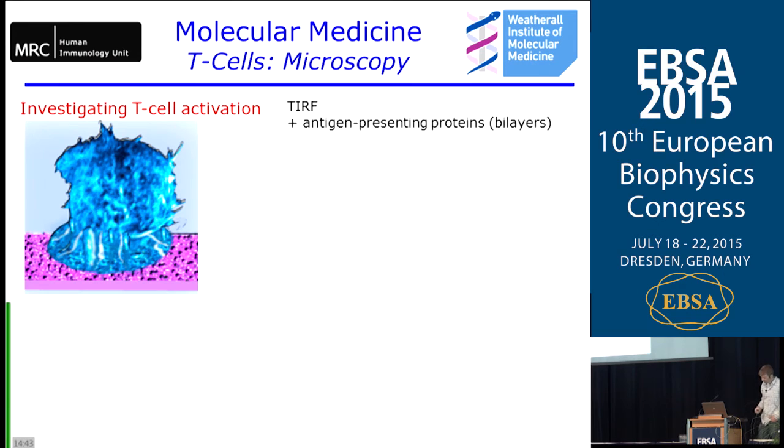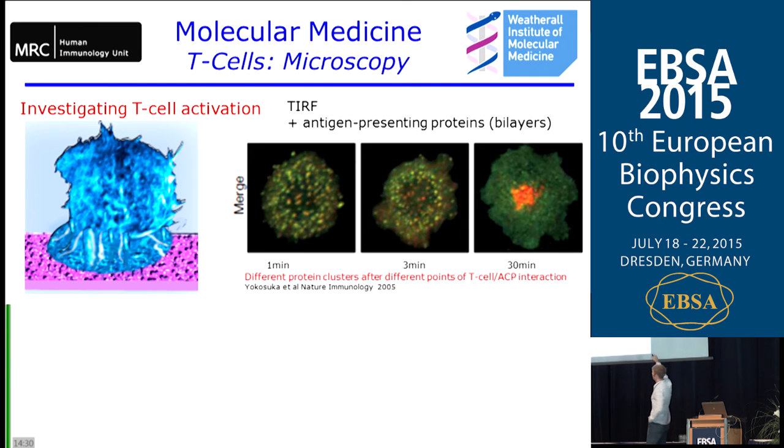Now, how was it investigated before? Usually people use TIRF microscopy, and they put the T cells on glass or on a bilayer, and this bilayer or glass was presenting the antigens. And then with TIRF, this is an old paper from 2005, you looked over time at how these molecules rearrange, and at the end form the synapse. So it's a perfect tool.